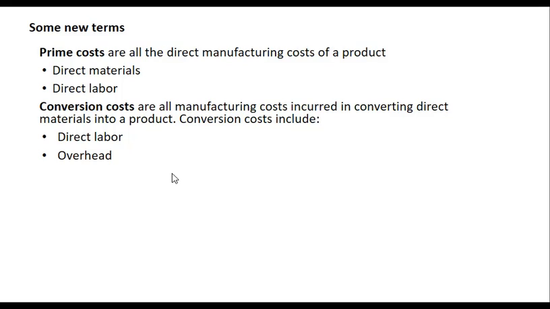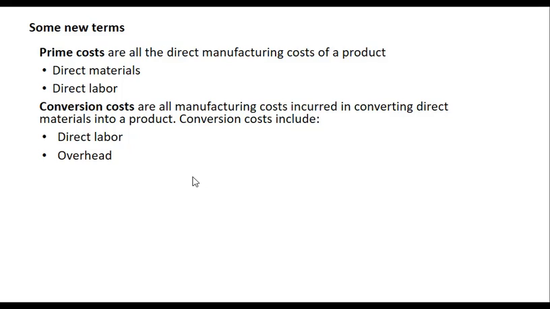Okay, conversion costs. Conversion costs are all manufacturing costs incurred in converting direct materials into a product. And conversion costs include direct labor and they also include overhead. So when I am referring to conversion costs, what I am referring to is direct labor and overhead.